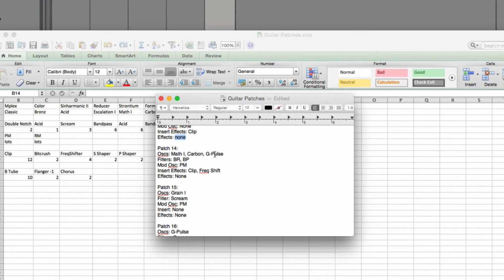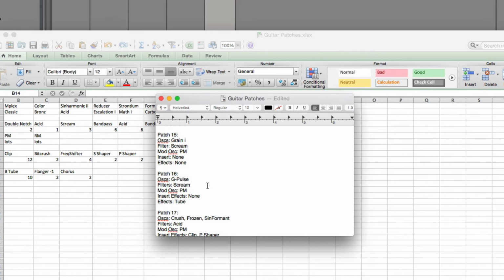Patch 14, I had math 1, carbon, and guitar pulse. We had band reject and bandpass filters. We had Mod OSC on the phase modulation. For the insert effects, we had clip and frequency shifting. On the regular effects, we had nothing.